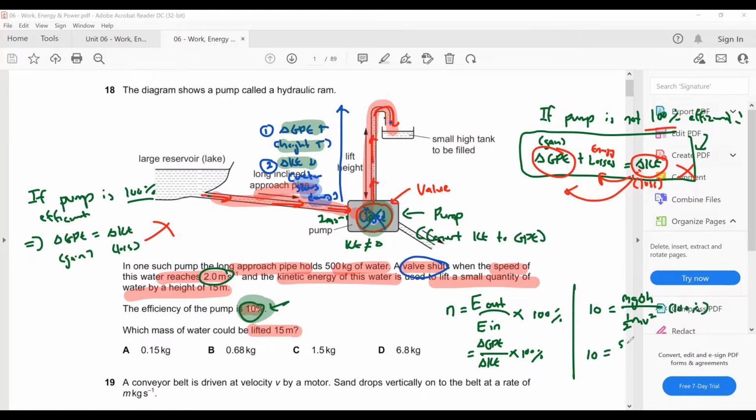10 equals 500 times 9.81 times your height of 15 meter. Sorry, no, my mistake. The mass here is different. This is your mass that you want to find.